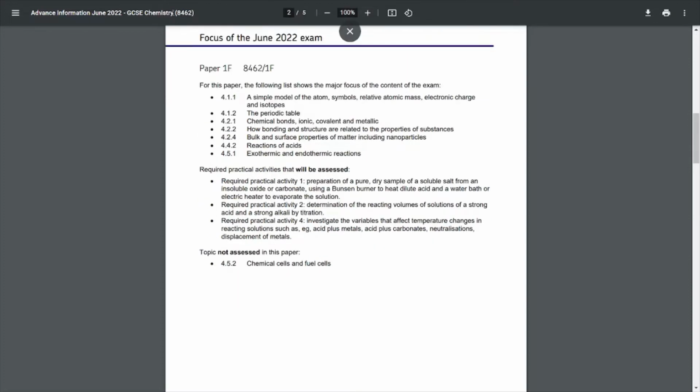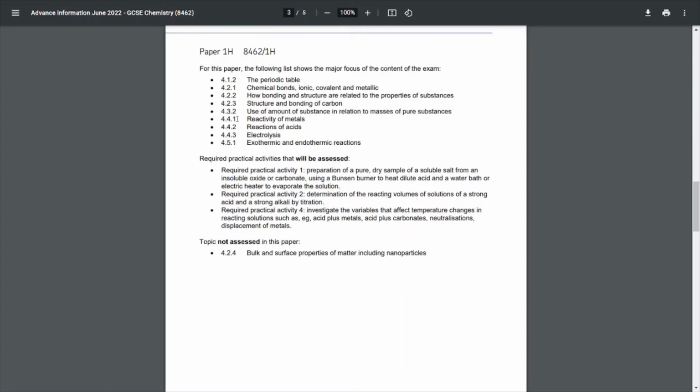For chemistry as a single science, or triple science as I'm going to call it throughout the video, both topics that we're covering today are coming up. I should note we're not actually covering any required practicals in this topic because there aren't any. And for triple science higher, the periodic table is going to be your major focus, but once again you still need to know stuff from the basics.